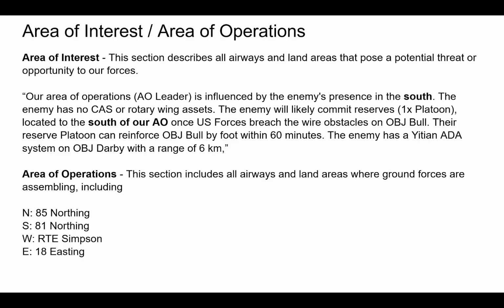But in this operation, they're going to say, hey, this road that's running generally north to south is going to be the leftmost limit. So if you cross that road, that's the leftmost limit. The east, in this case, is going to be the 1-8 easting. So it's easier on a map to just cut it up by the grid lines since there's already lines for you. But that's up to you guys.